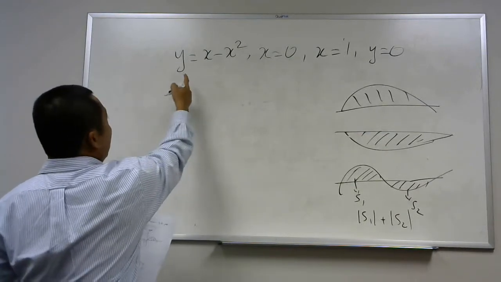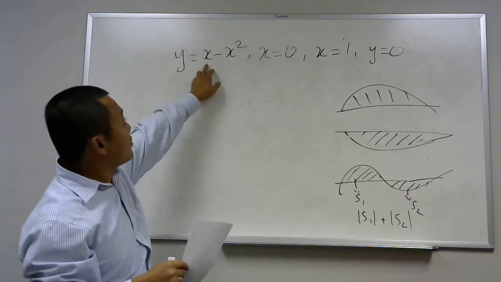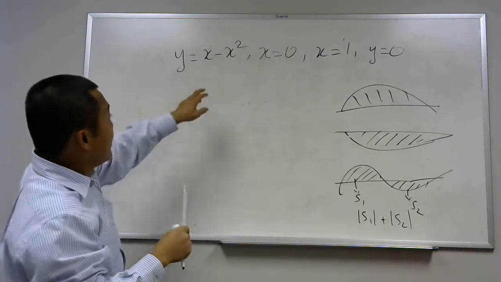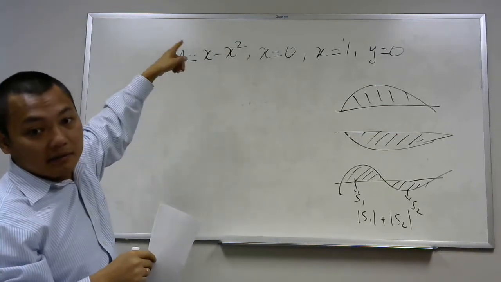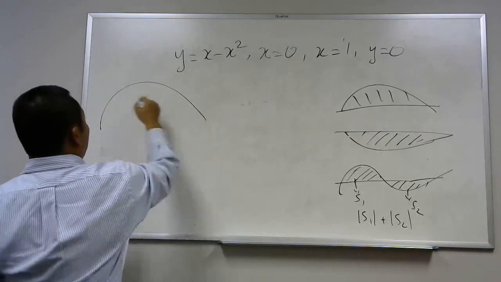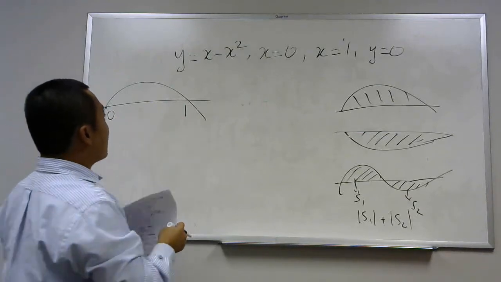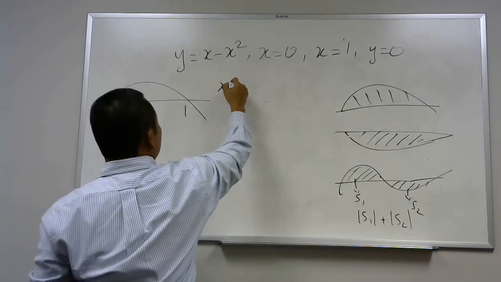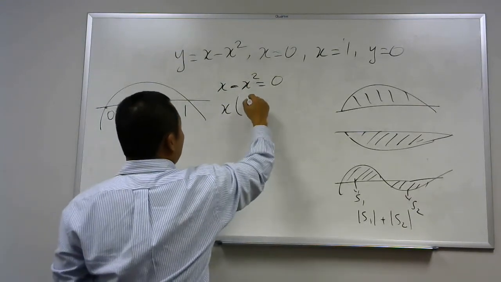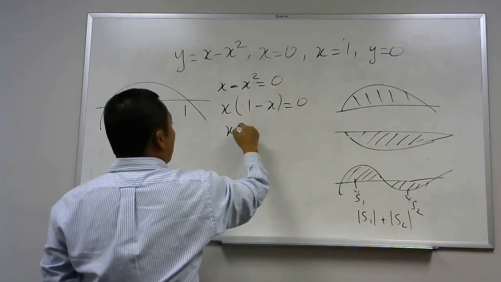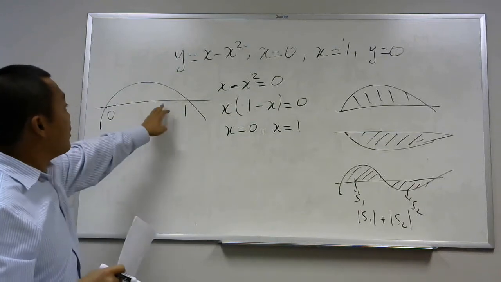So I see the graph of this function intersects the x-axis at 2 points, when x equals 0 and x equals 1. And since the coefficient here is negative, the parabola is concave down, right? It looks like this. And this is 0, this is 1. We can find 0 and 1 because 0 and 1 are the x-intercepts. So in order to find them, you just set the function equal to 0. And you can see x times (1 minus x) equals 0. From here, x equals 0 and x equals 1. So that's how I found 0 and 1.